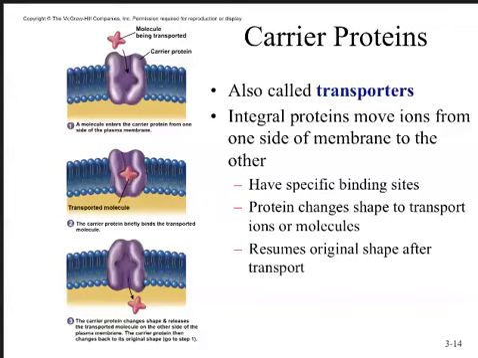Carrier proteins, also known as transporters, are integral proteins that will move solute molecules from one side of the membrane to the other. Sometimes these are ions, sometimes these are other types of molecules.